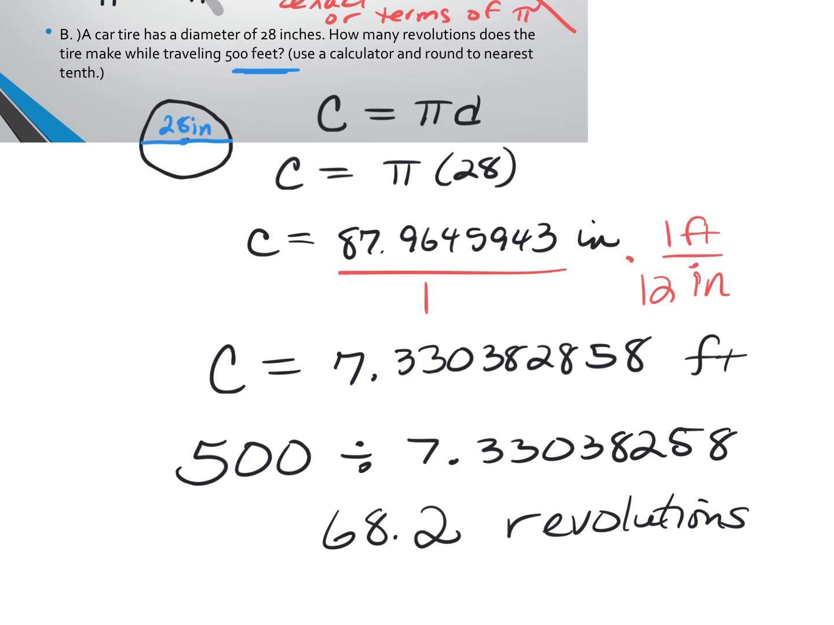Now, more than likely on an SAT, they would probably ask you how many full revolutions. So you might just say 68. They may not want you to round.